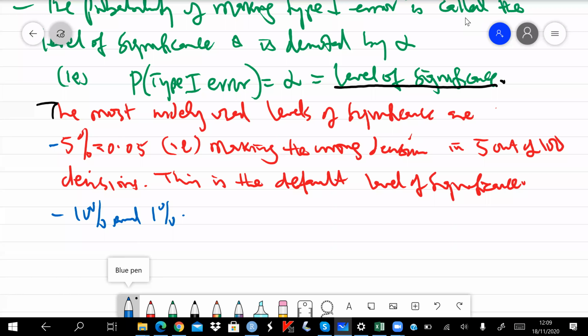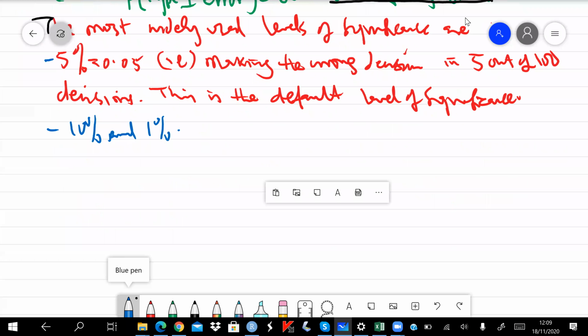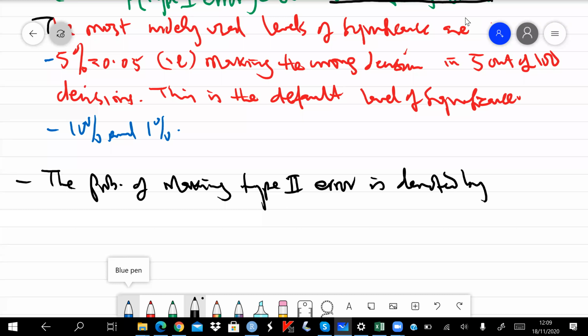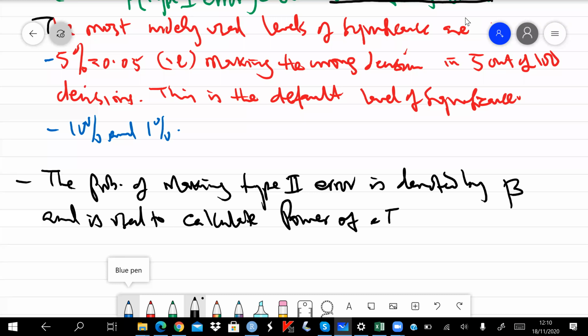Okay. Then we note that the probability of making type 2 error is denoted by beta and is used to calculate something called the power of a test.